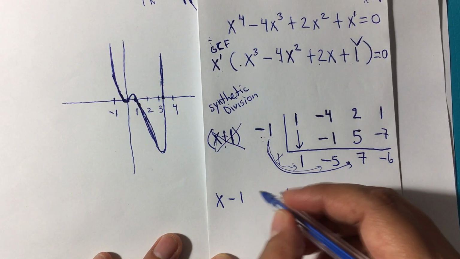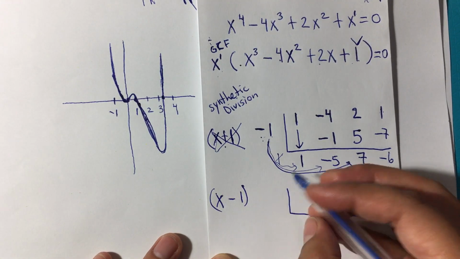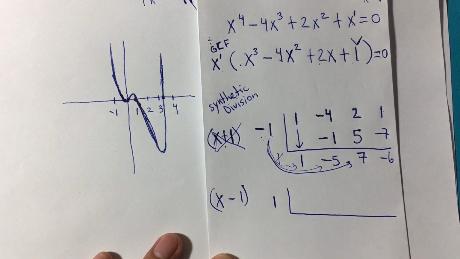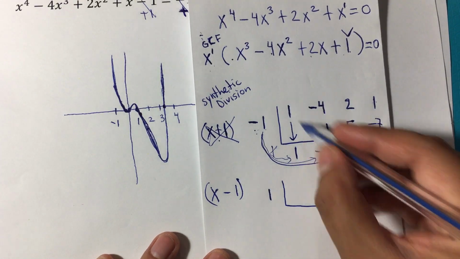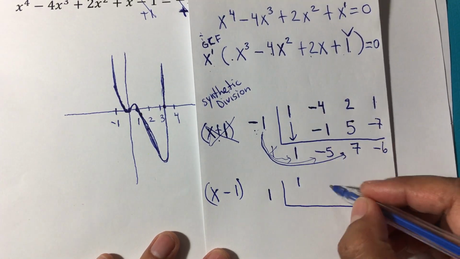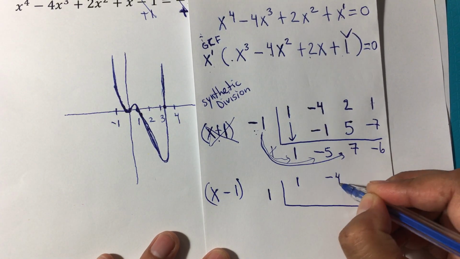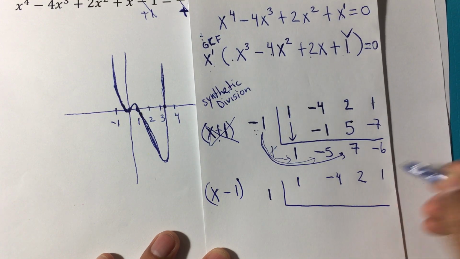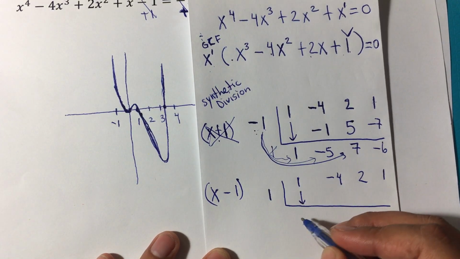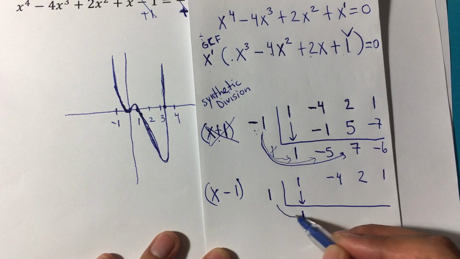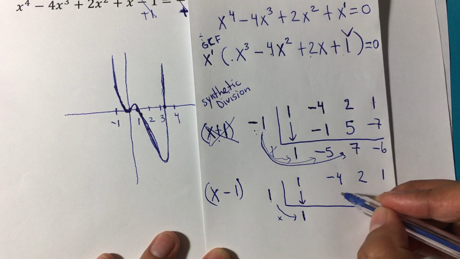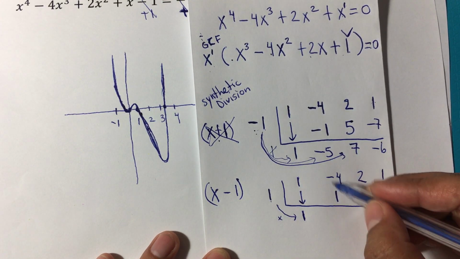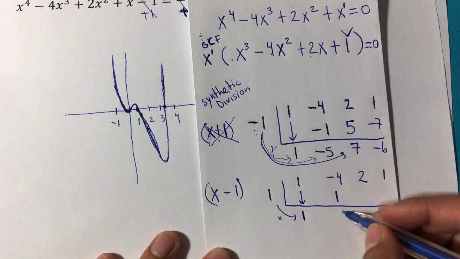So if this is x minus 1, my divisor will be positive 1. Again, let me bring down the coefficients: 1, negative 4, positive 2, 1. Bring down the first one and then start multiplying. 1 times 1 is 1. Combine this, negative 4 and 1 is negative 3.